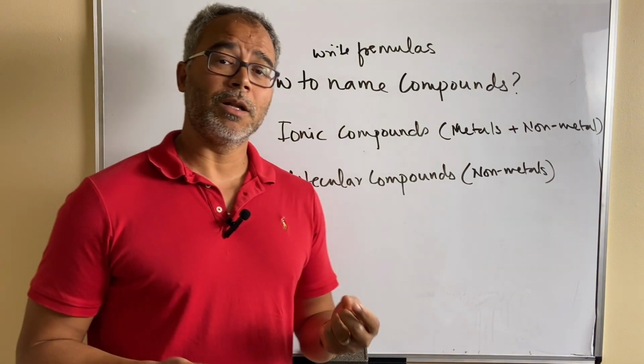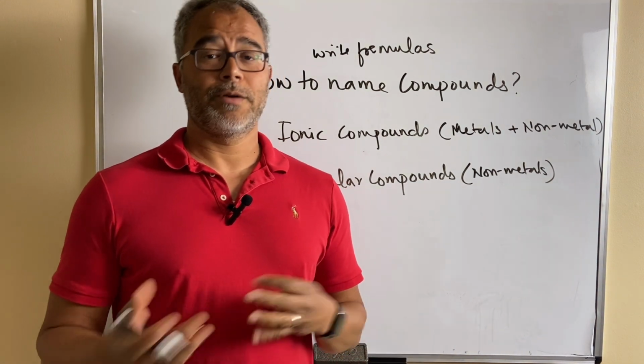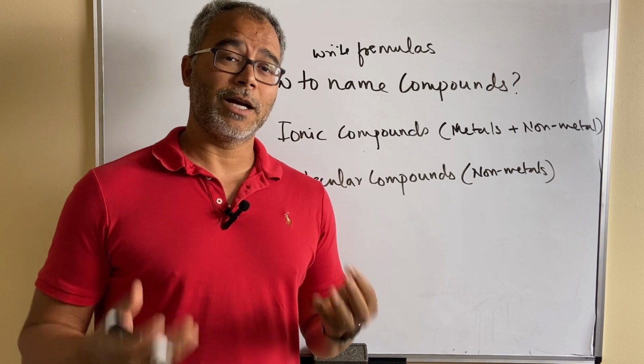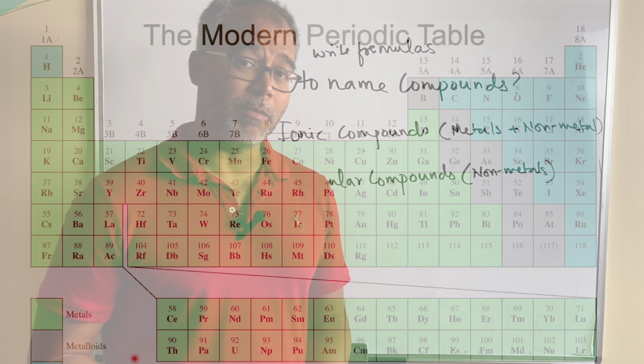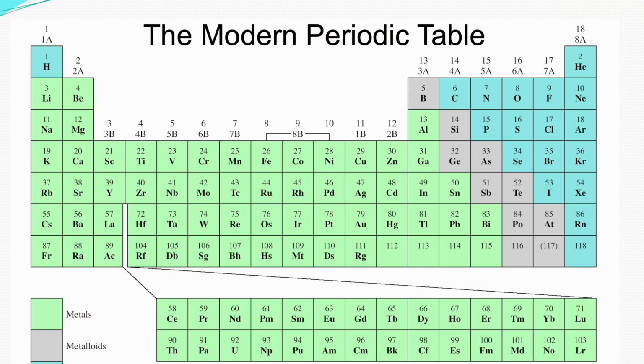By looking at the periodic table, how can you identify where is the metal, where is the non-metal? And once you identify those, then a lot of it gets very easy. So let's take a deeper dive into the periodic table. In this periodic table, you can see the elements are segmented into green, gray, and blue. All the greens are metals. The gray are metalloids, so those are elements with properties in between metals and non-metals. And then the blue are all the non-metals.